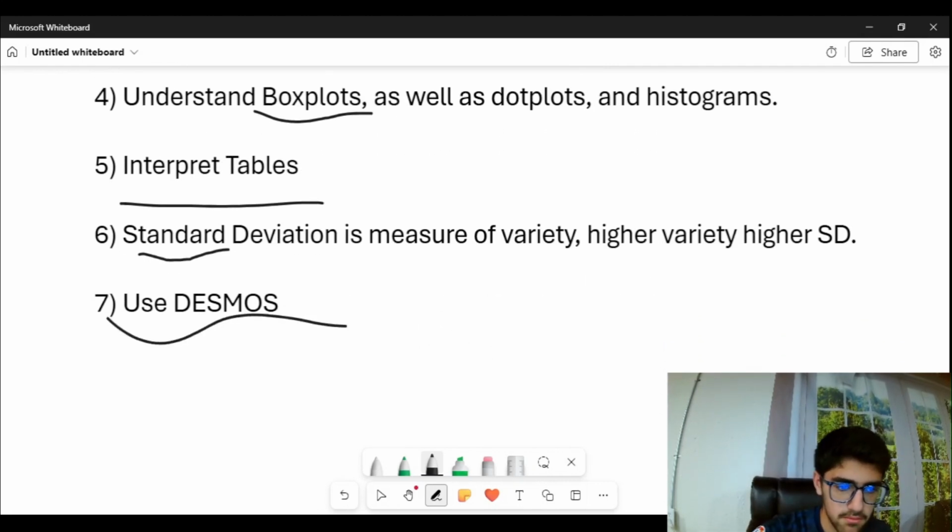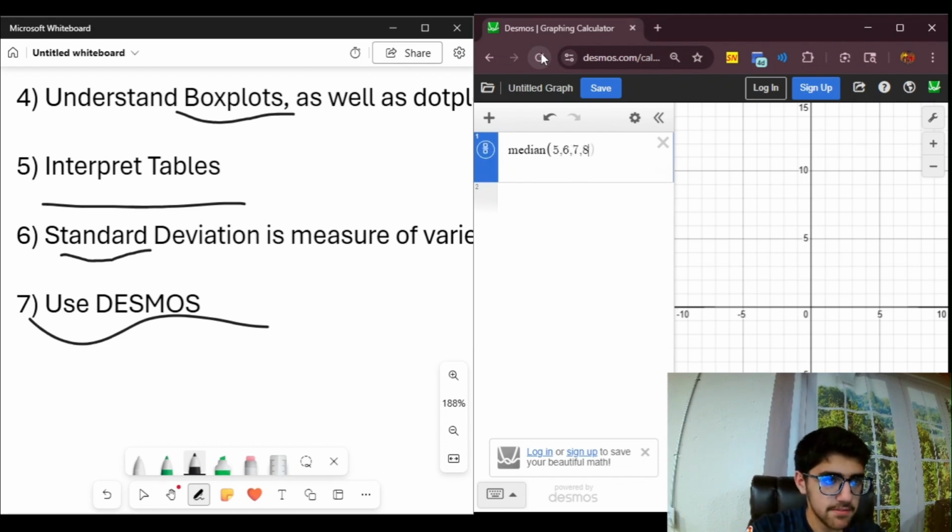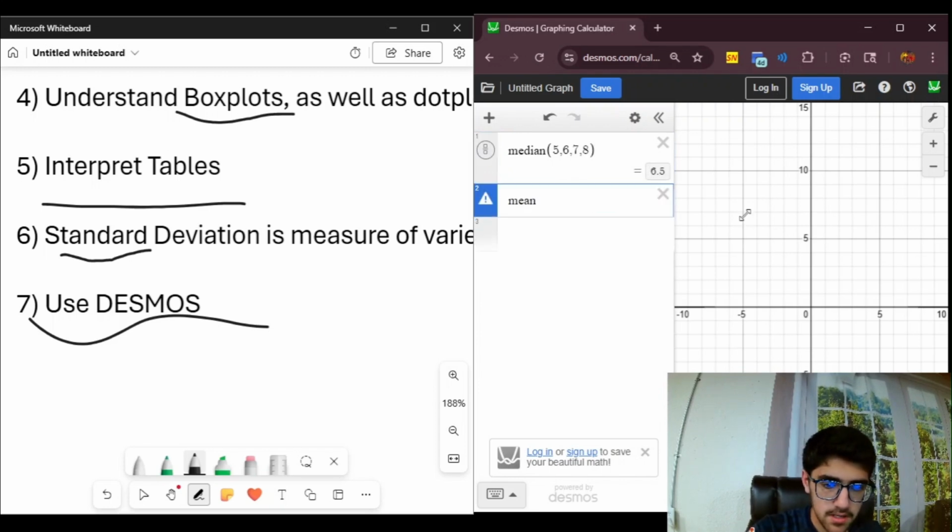I'm going to show you how to use Desmos. Just give me a minute to bring it up. Okay. Desmos is not going to help you with mode and range, but for median and mean, you can literally just type median, parentheses, and the numbers 5, 6, 7, 8. It'll give you the median. The same thing for the mean of 5, 6, 7, 8, which is 6.5. You can separate by commas, and it's very flexible. Whether you add spaces or not, it understands. So you can use median and mean like that.